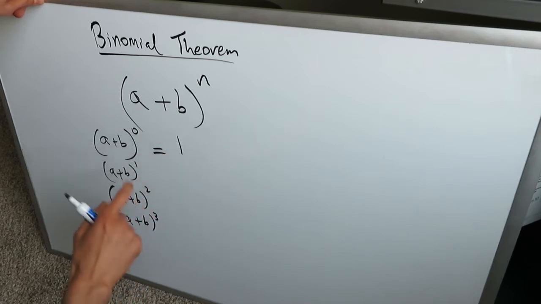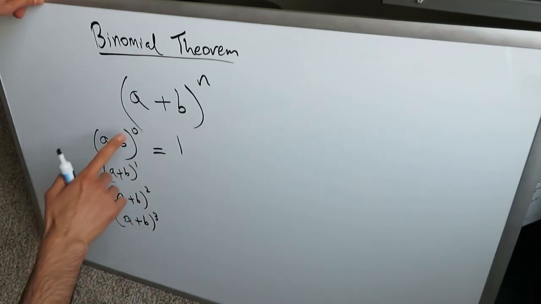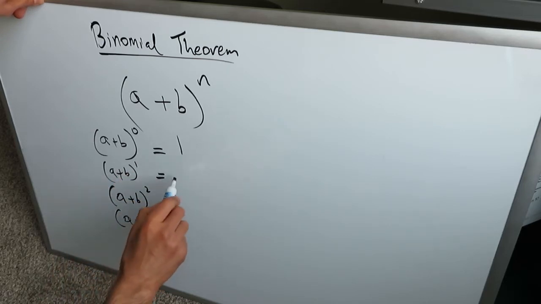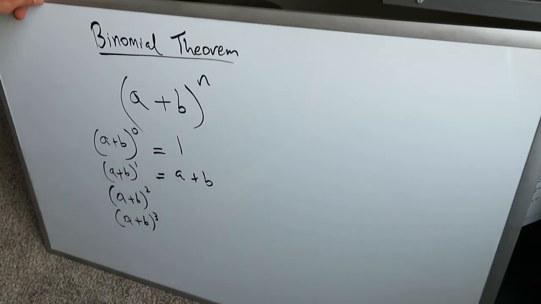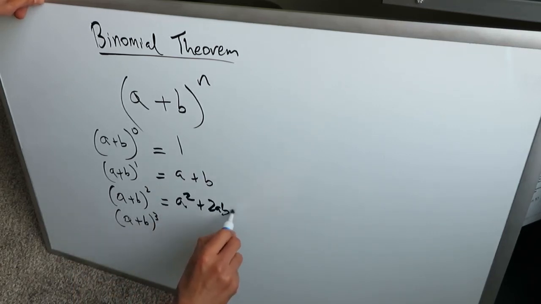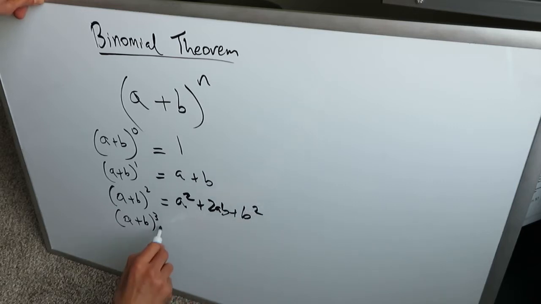What do we get? We'll get 1. Remember I said in another video, anything to the power of 0 is equal to 1. Let's look at a plus b to the power of 1. What do we get? A plus b. Anything to the power of 1 is exactly the same thing. Just remove the parentheses and you end up with the same thing. And I just showed you this momentarily: a squared plus 2ab plus b squared.